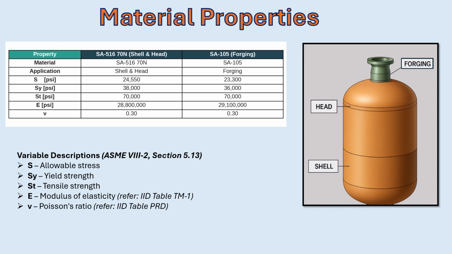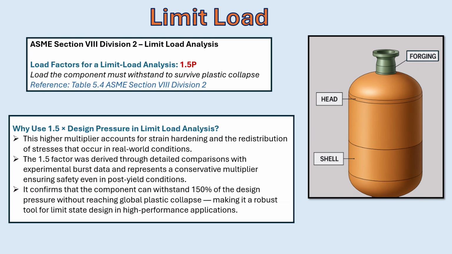The same materials are used here as in the previous example. Why use 1.5 P? Why 1.5 times the design pressure? This higher multiplier accounts for strain hardening and stress redistribution in real world conditions. The 1.5 factor was derived through comparison with experimental burst data, making it a conservative margin of safety. It confirms that the vessel can withstand 150% of the design pressure without reaching global plastic collapse. Reference is Table 5.4 of ASME Section VIII Division 2.